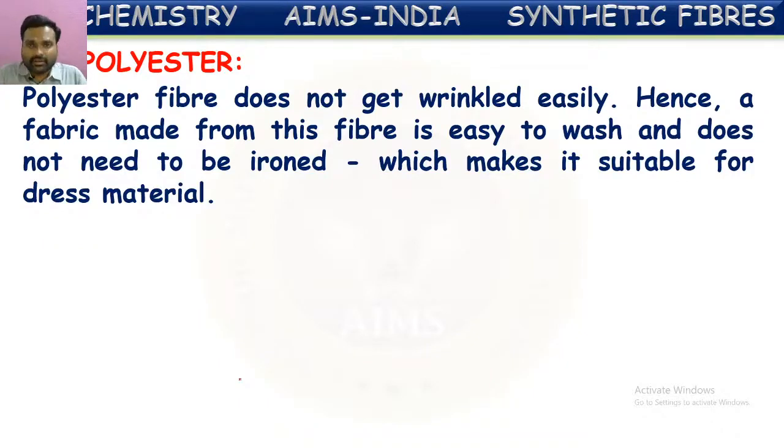If you use cotton or silk clothes, after using them one or two times and washing them, they get folded here and there. To make them neat again, we have to iron them every time. But fabric made from polyester won't get wrinkles even if you wash it a number of times. That is why it is preferred in making fabric, because there is no need for ironing every time, which makes it suitable for dress materials.